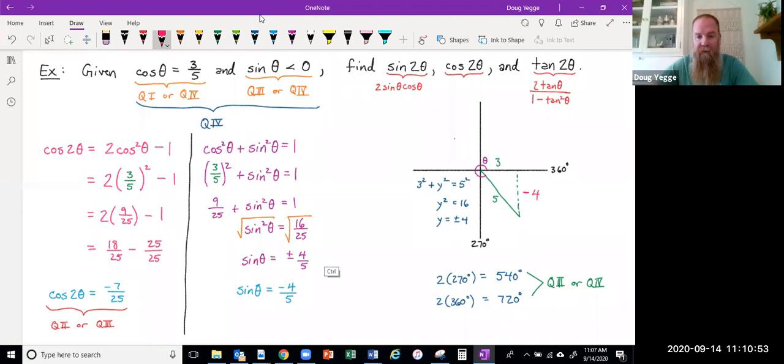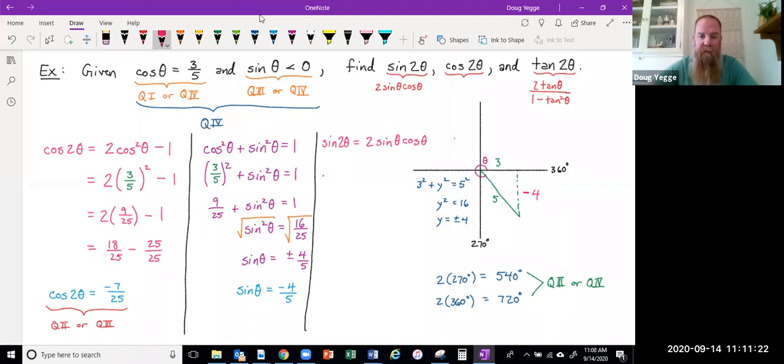There's lots of ways to do this, but the bottom line is we're trying to use this information in order to find sine of 2 theta. So let's find sine of 2 theta. So now our formula for that is sine of 2 theta equals 2 times sine theta times cosine theta.